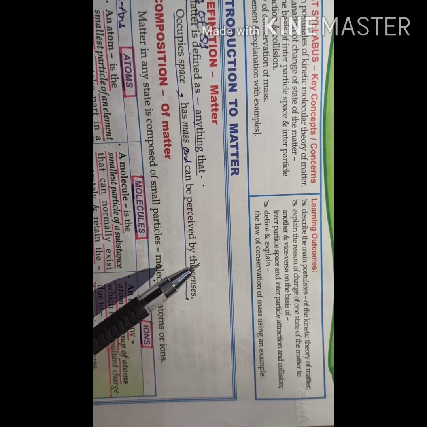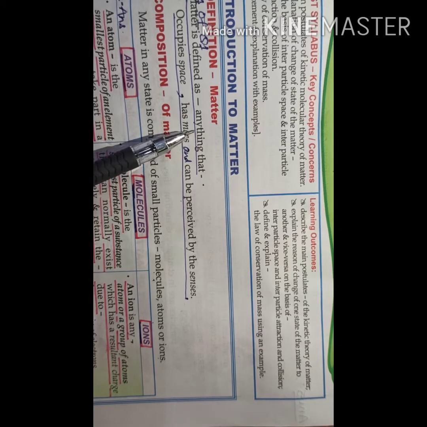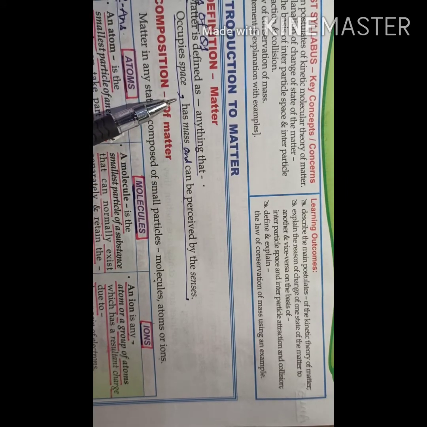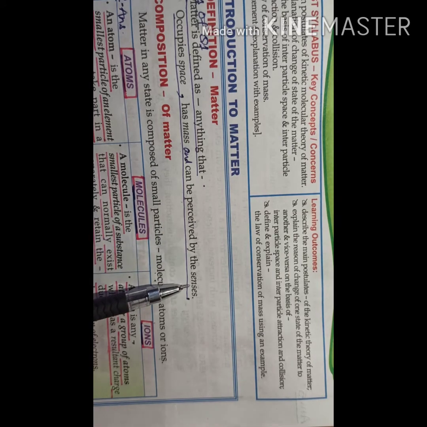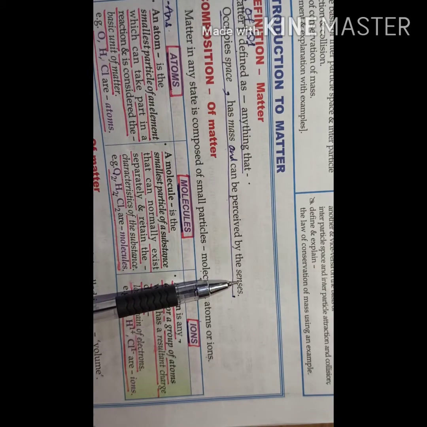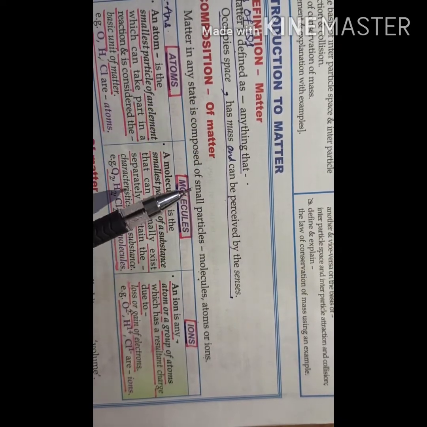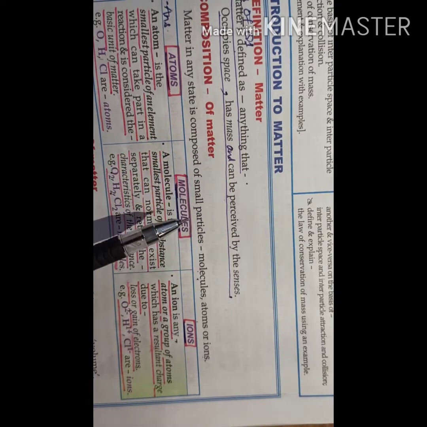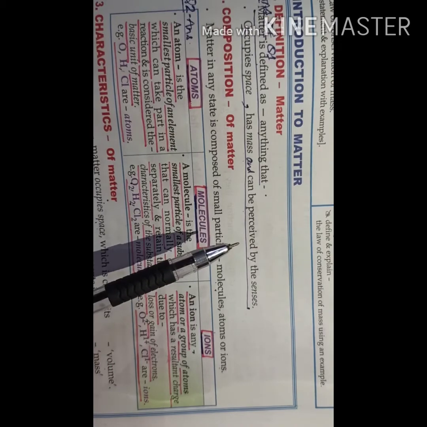So, the question is, what is matter? Matter is anything that occupies space, has mass and can be perceived by the senses. Right? In this way we can say that matter covers all the substances and all the materials from which the universe is made.